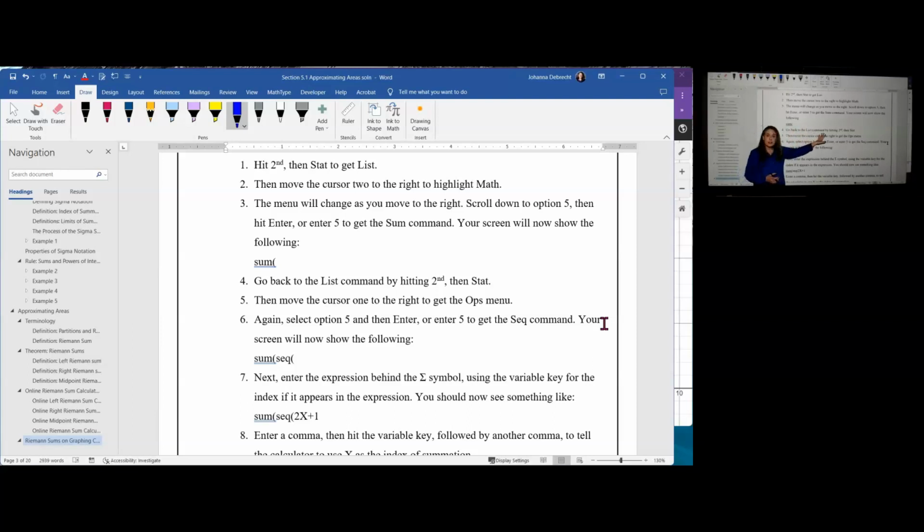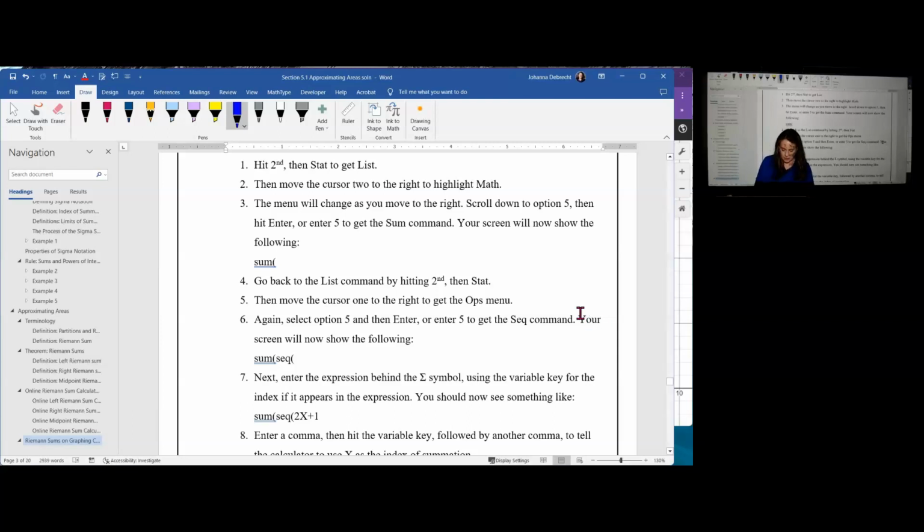You have to go back into the list command by hitting second and stat again. Then move the cursor just 1 to the right to get the ops menu for operations. Again, option 5 is the one we want for a sequence command, SEQ. Now your screen should show sum, open parenthesis, sequence, open parenthesis. Then you're going to enter the expression behind the sigma symbol, in other words, the summand. Use the variable key for the index. You should now see something like this.